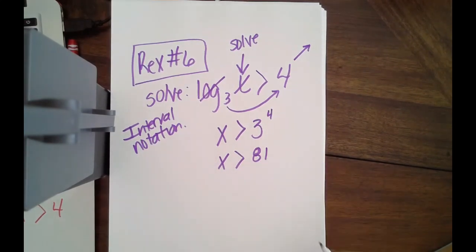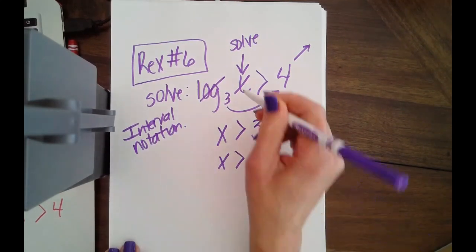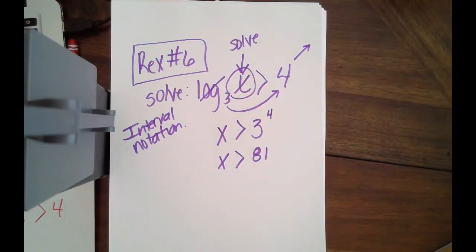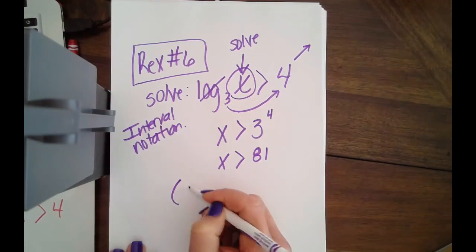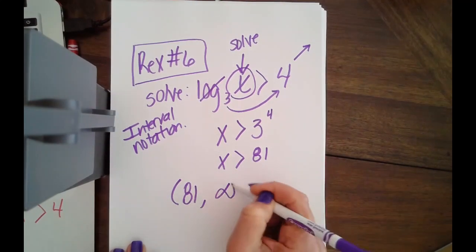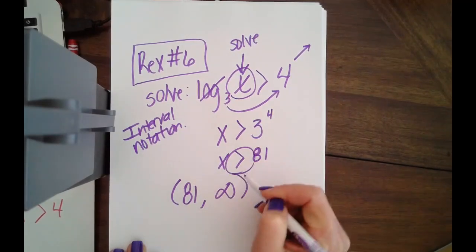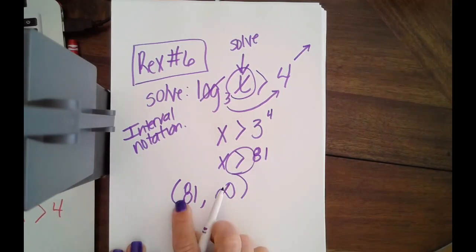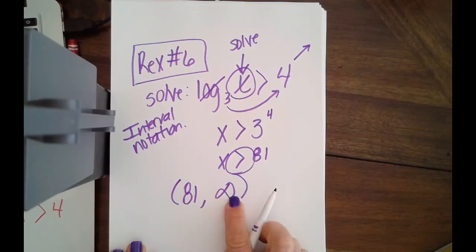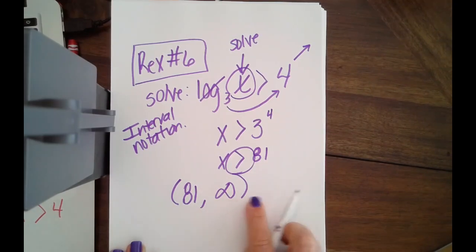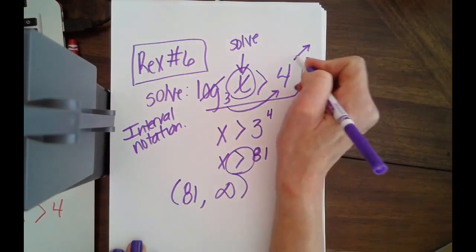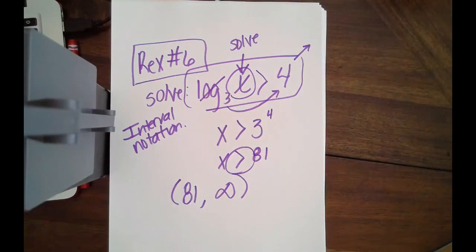In interval notation, since x was our block and we weren't doing anything to it, you can simply say 81 to infinity. It's not including 81 because there's no equal under there, so that's why it's a parenthesis. Anything greater than 81, not including, is going to satisfy this inequality. That was Rex number 6, and it was very basic. I'm going to stop the video and start part 3.